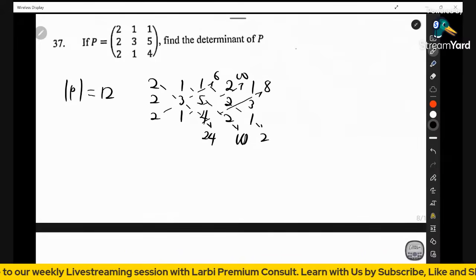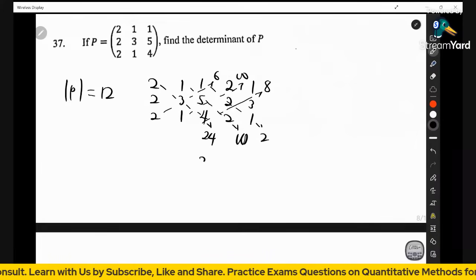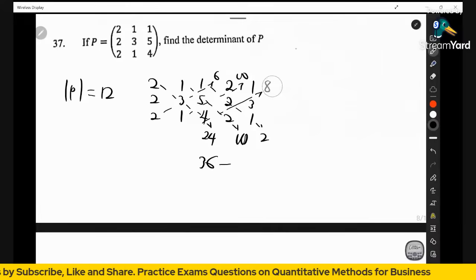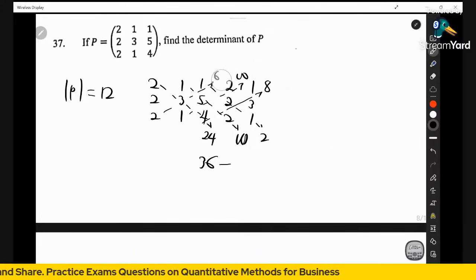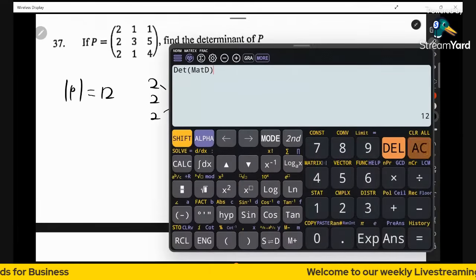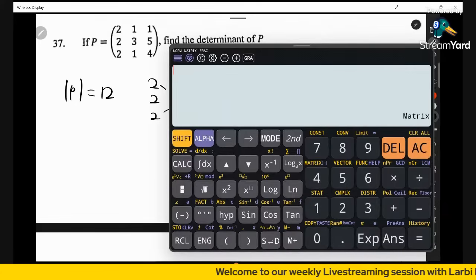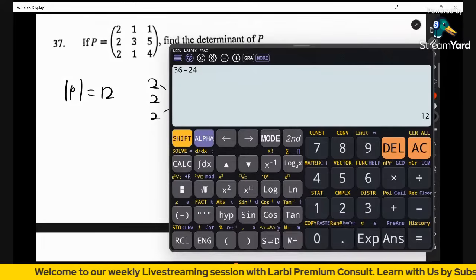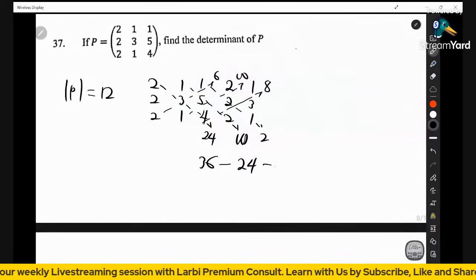So at the end of the day, downward, upward. So 10 plus 24, I'm getting 34, plus 2, I'm getting 36. So I have 36, and then here, I'll compare that to 18 plus 6, I'm getting 24. So 36 minus 24, what are we getting? We are getting 12, right? So we get 12 as we get with our calculator. So anyway you want to go, you are good to go. So that is the determinant.